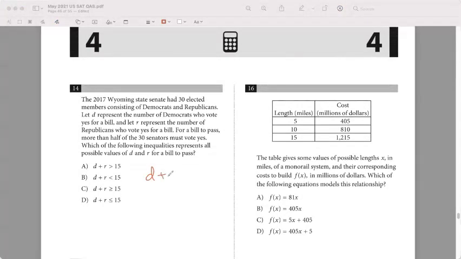So D plus R is the number of senators who vote yes, right? D, the Democratic senators, R, the Republican senators. And that should be greater than half of 30 for the bill to pass. So D plus R should be greater than 15. And we are saying more than half, not more than or equal to half. So it will not be this option, it will be option A. So let's choose A.